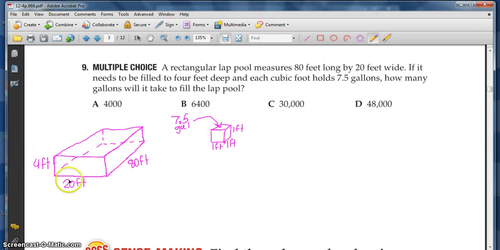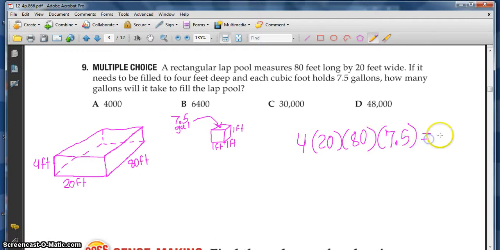So I would want to take my entire volume, and that would be my number of cubic feet, and then multiply that by 7.5, because each cubic foot is 7.5 gallons. So my volume would be 4 times 20 times 80, and to convert to gallons, multiply that by 7.5, and we get 48,000 gallons.